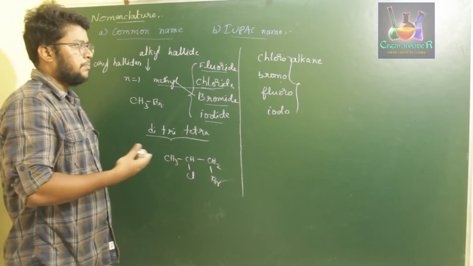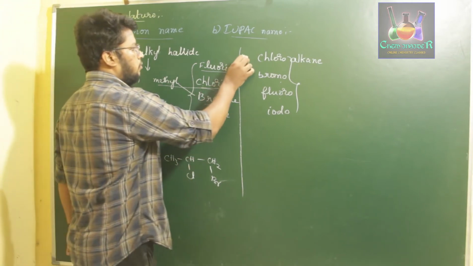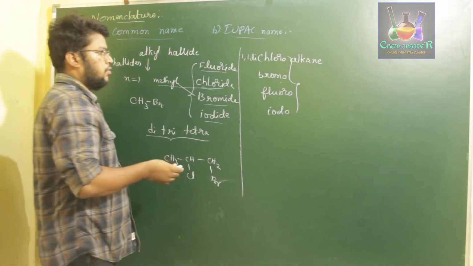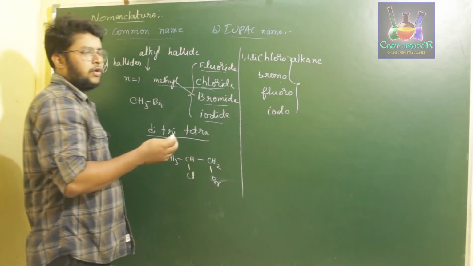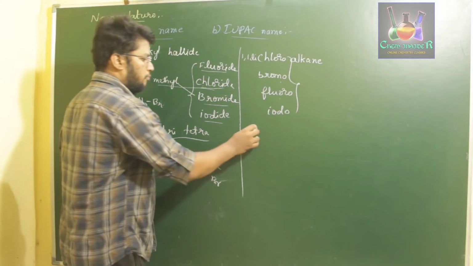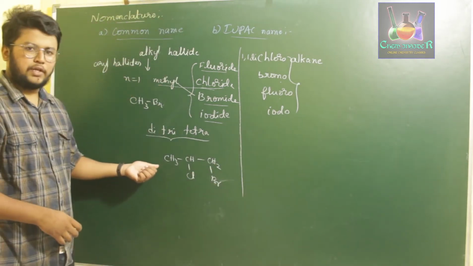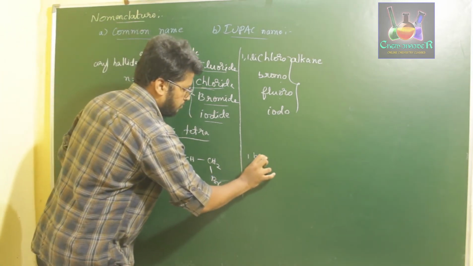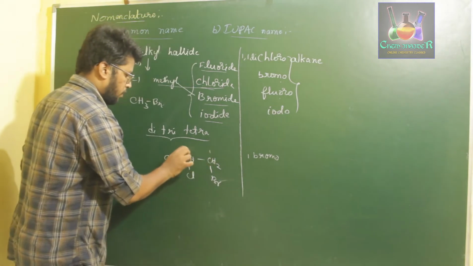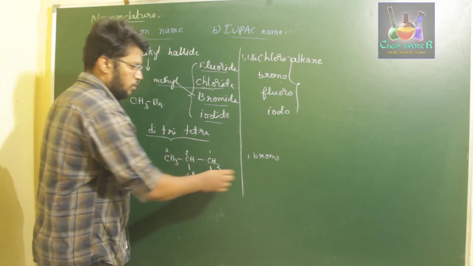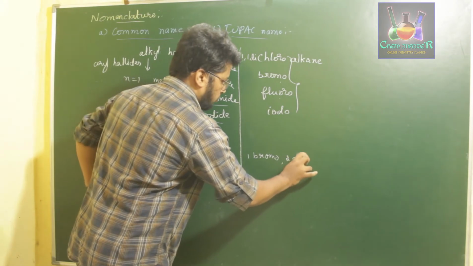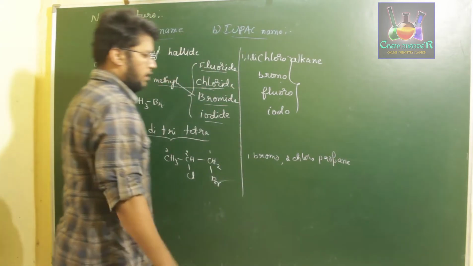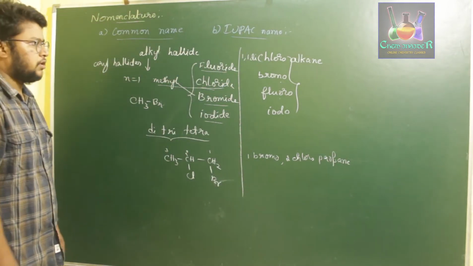If multiple halogens are present on the same carbon atom, we call it 1,1-dichloroalkane. If there are two different halogens, chloro and bromo, we consider them according to alphabetical order. For this example, if you have to name it according to IUPAC nomenclature, we have to number the carbons 1, 2, 3: 1-bromo-2-chloropropane. So this is how we name haloalkanes in IUPAC nomenclature.